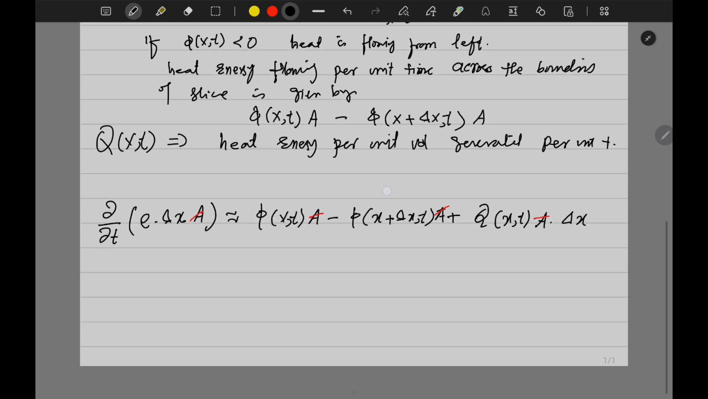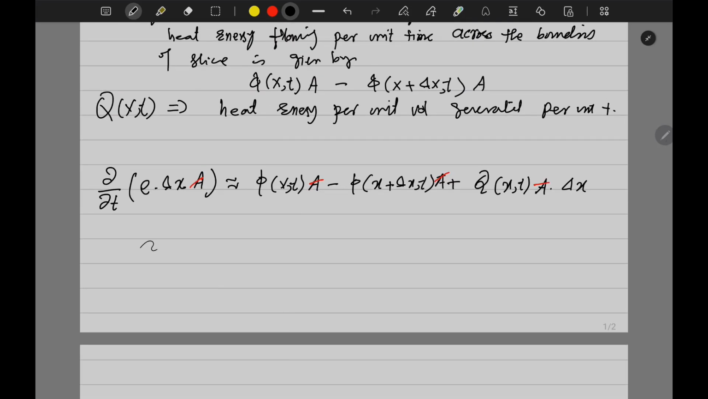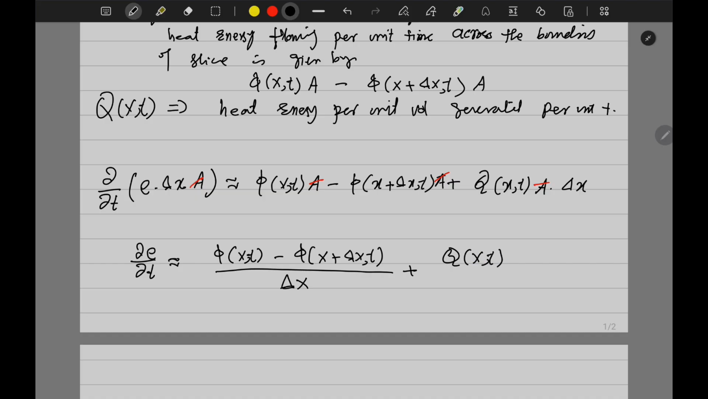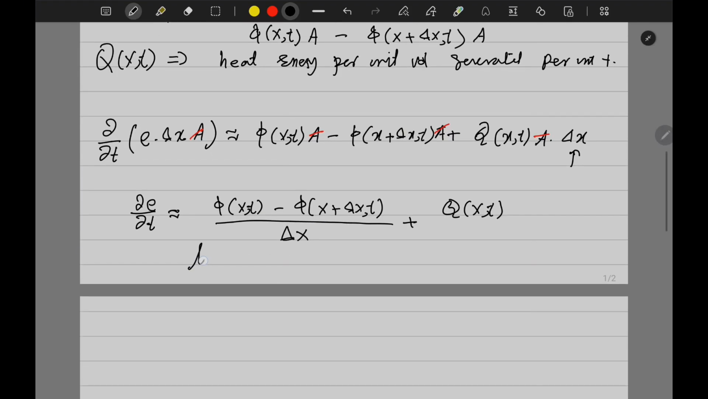Now to simplify, we will divide by delta x on both sides. So partial e by partial t is approximately equal to phi of x t minus phi of x plus delta x t, divided by delta x, plus q of x t, because one delta x is cancelled. After looking at this equation, we can take the limit as delta x approaches 0, which gives us the definition of a derivative.